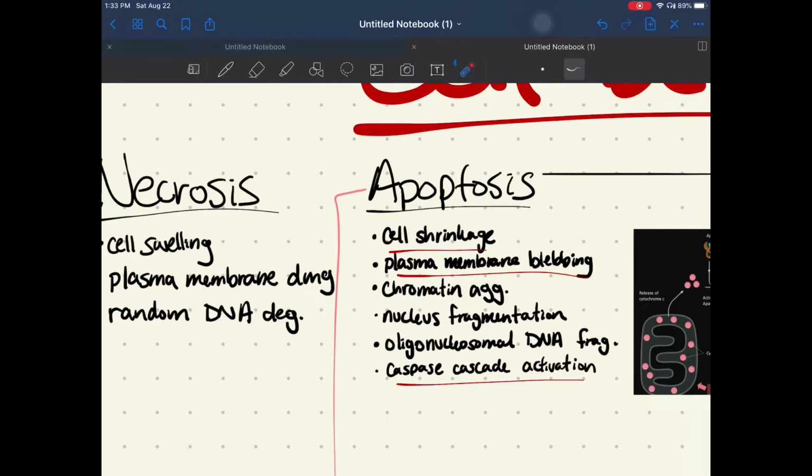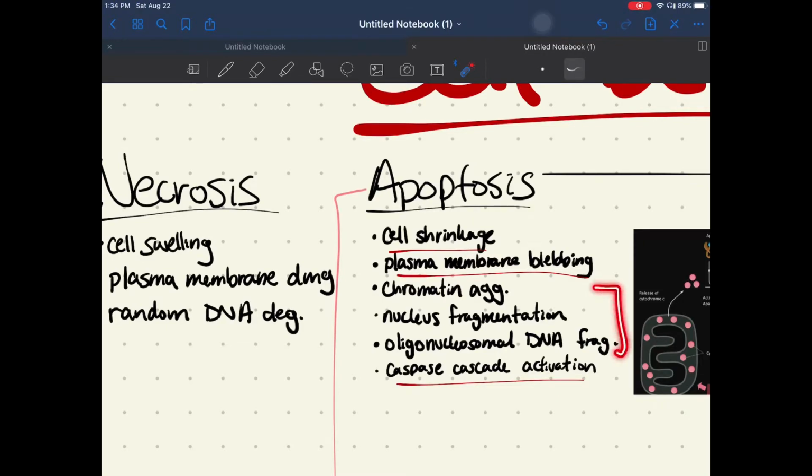You have plasma membrane blebbing. Blebbing is what you probably expect as you hear the word. Normal plasma membrane looks like this. Maybe blebbing has some increased blebs around. You have chromatin aggregation, nucleus fragmentation, and oligonucleosomal DNA fragmentation.